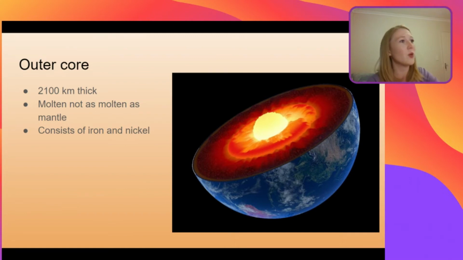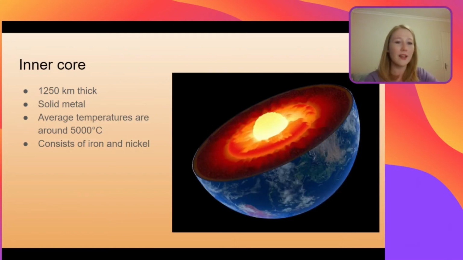And then finally, we get to the inner core. The inner core, I did check, this 1,250 kilometers is the radius. So it's not that it's 1,250 kilometers throughout the entire core. It's just to the center, the radius. So you can double that to get the whole diameter.